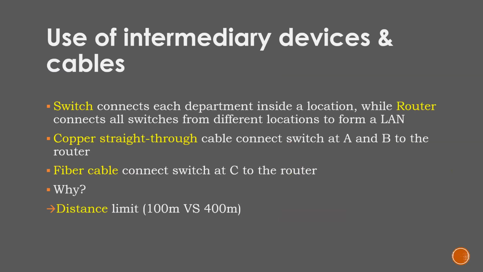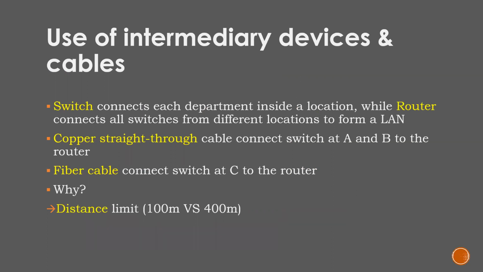For the intermediary devices, we use the switch and the router. The switch connects each department inside a location, while the router connects all the switches from different locations to form a local area network. The cables used are copper straight-through cable and fiber cable. The copper straight-through cable connects the switch at locations A and B to the router.